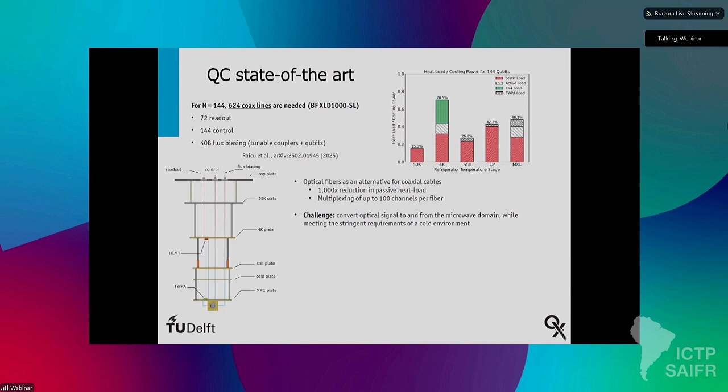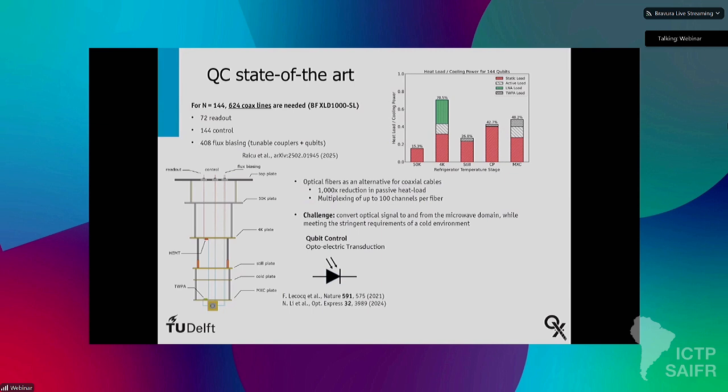However, of course, then you run into another challenge, which is converting RF signals into an optical signal and then back into an RF signal, and doing all of this inside a cryostat without heating up the cryostat. You're putting in light now, right? So this can be challenging.